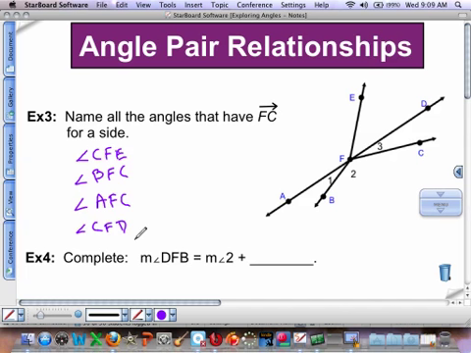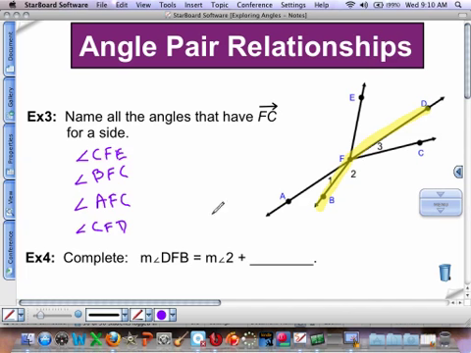All right, number 4 is a little bit of a precursor to tomorrow's lesson, which is the angle addition postulate. That kind of is on the same line we talked about yesterday. Sum of the parts equals the whole. So on this one, the measure of angle DFB. We're talking about DFB, so let's highlight that. The measure of angle DFB is equal to the measure of angle 2 plus what else?